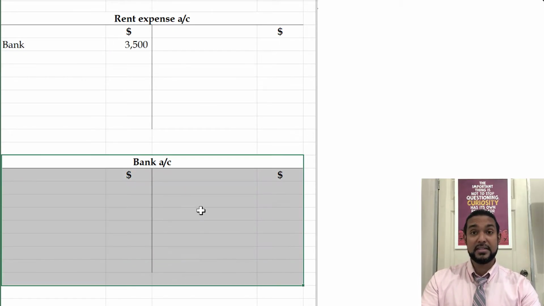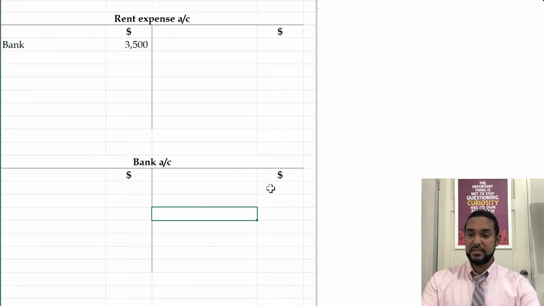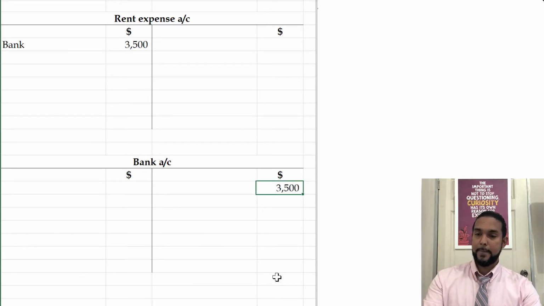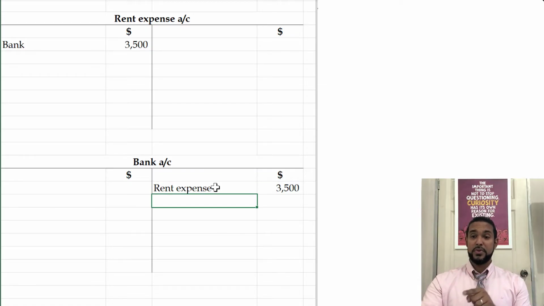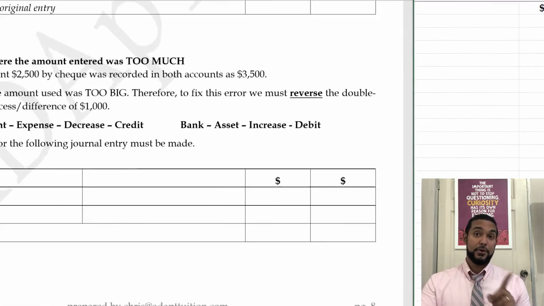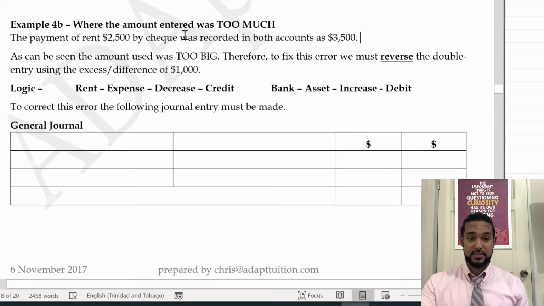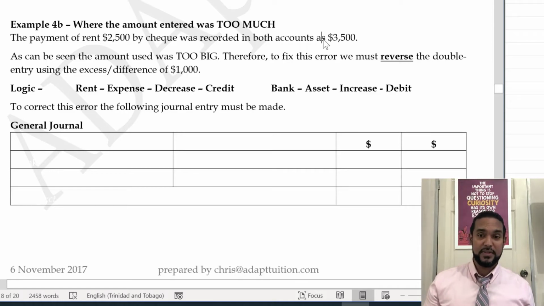Once again, bank is an asset. If you're paying money out of bank, bank is decreasing. So we need to credit bank. And what did we pay? We paid rent expense. So this is what was actually entered. If we go back across to the information, we will see that the payment was supposed to be recorded as $2,500, but was recorded as $3,500 in both accounts. So that's too much. So we have too much on the debit side of rent.